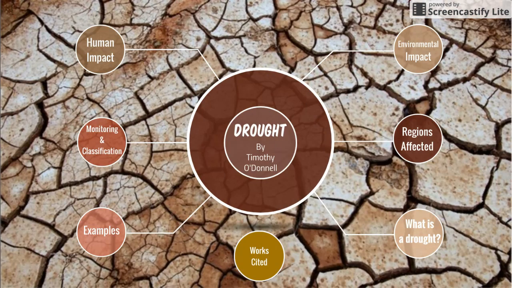This is just a look at a couple of the examples of what can happen when a country or region is in drought for extended periods. This concludes my presentation on droughts. I hope you found it insightful and helpful.